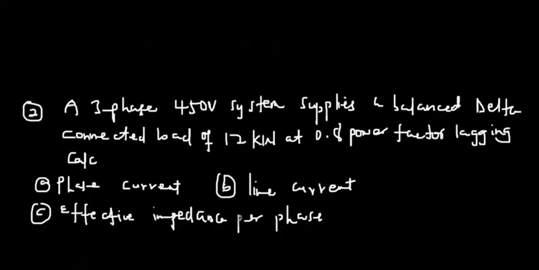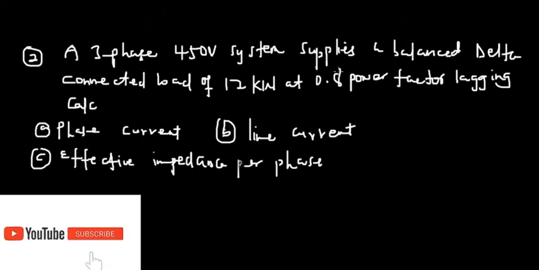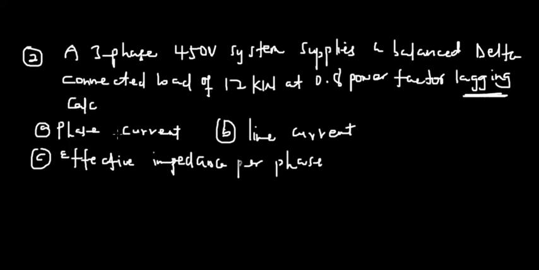Let's dive right into the second question. We have a 3-phase 450 volts system that supplies a balanced delta-connected load of 12 kilowatts at 0.8 power factor lagging. Keep this in mind, lagging. So now we are calculating the phase current, line current, and then effective impedance per phase. This is quite simple, so let's dive right into solving that.